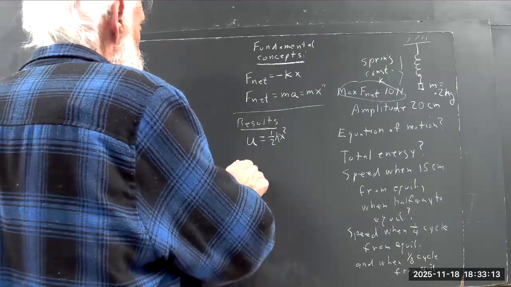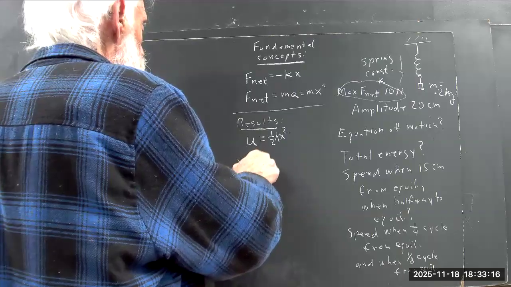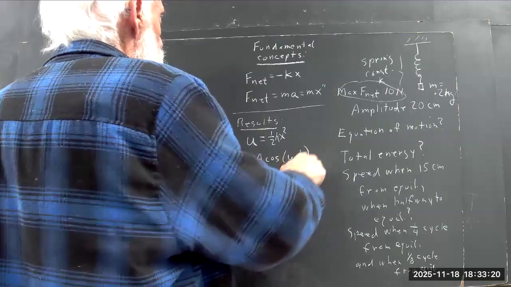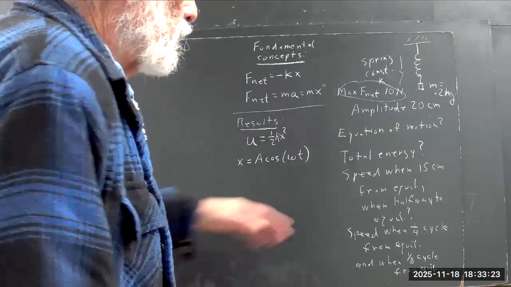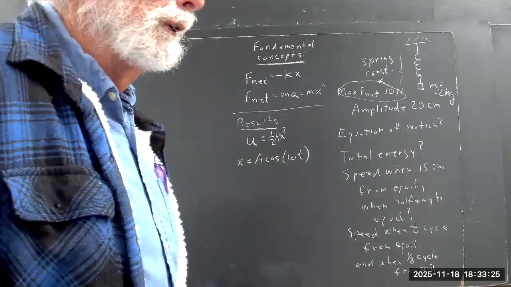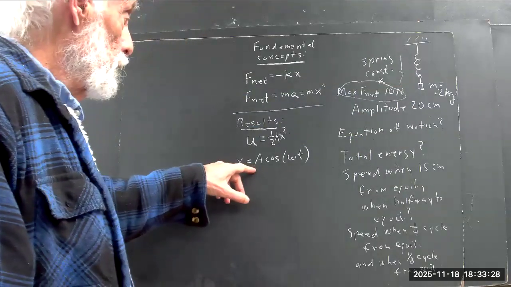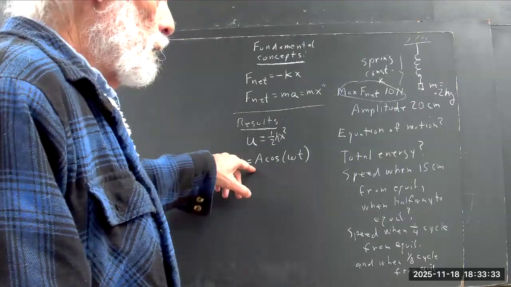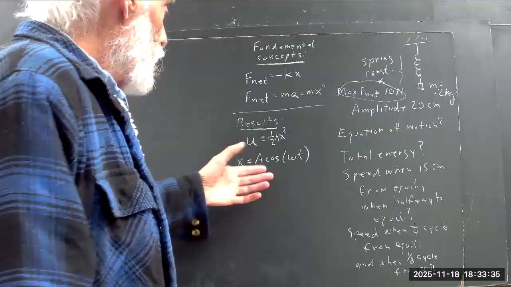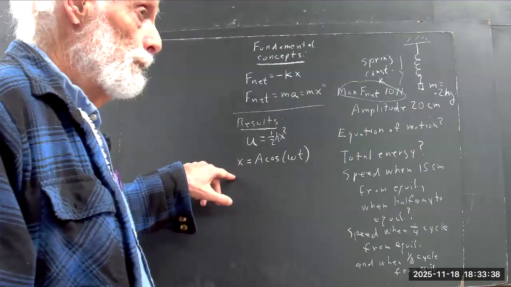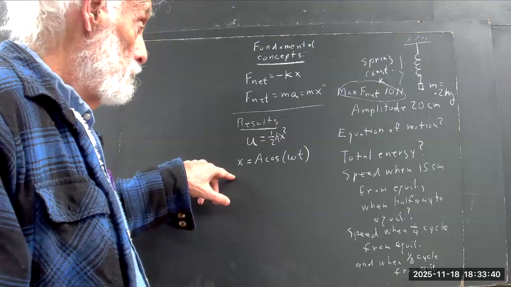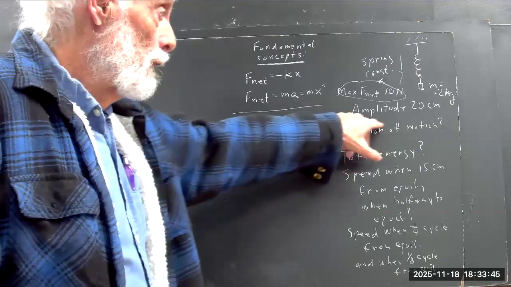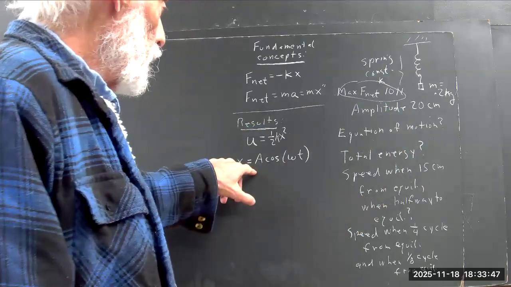Also, I didn't specify any initial condition on this. I didn't say where it should be at t equals 0. So we're going to let x just equal A times the cosine of omega t. Where A, of course, is going to be the greatest possible value of x. Note A is the amplitude. And of course, that was given. So now you know what A is.